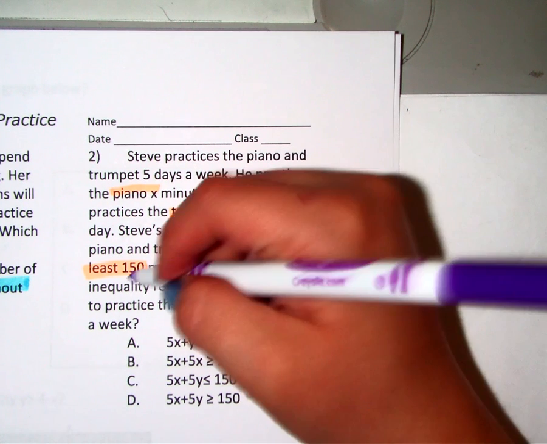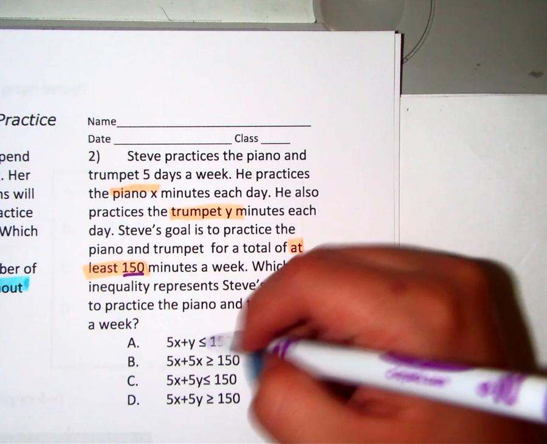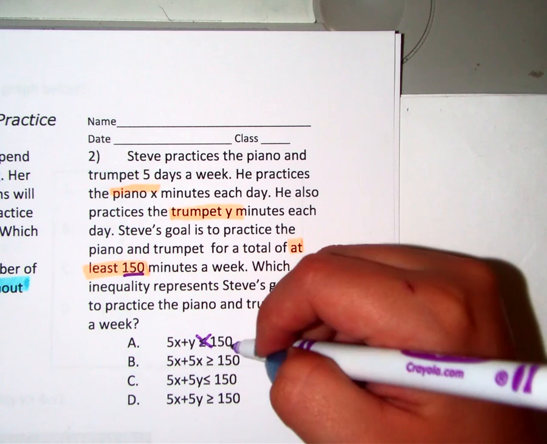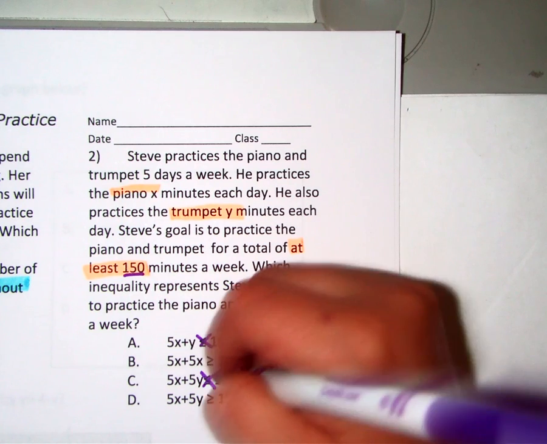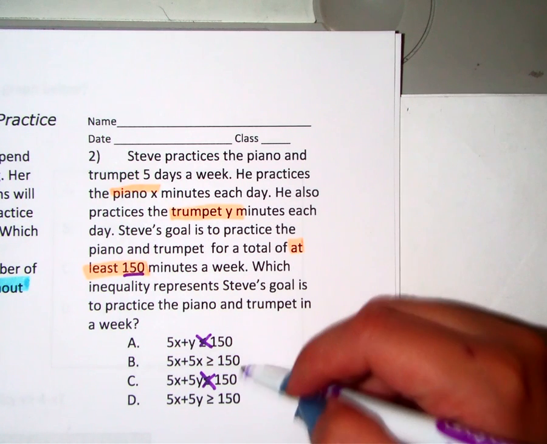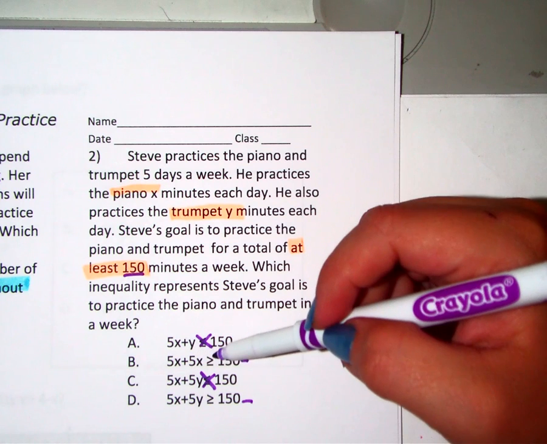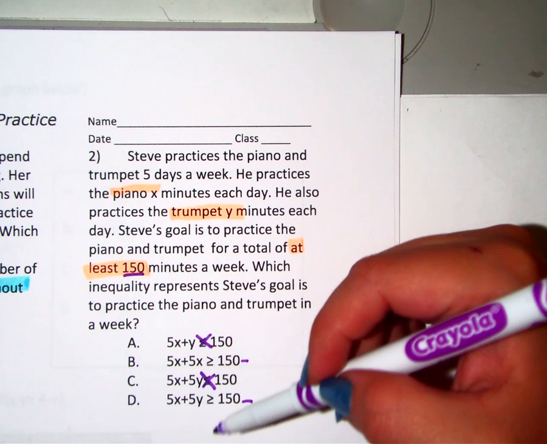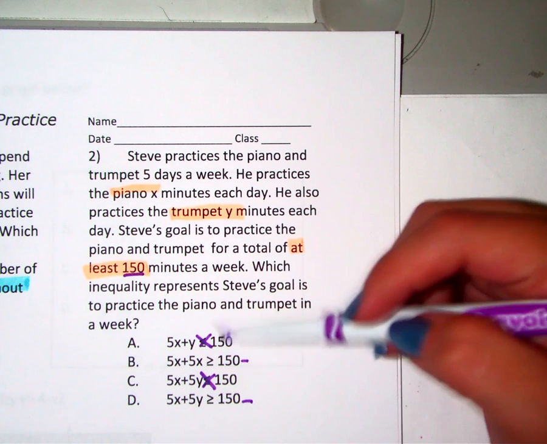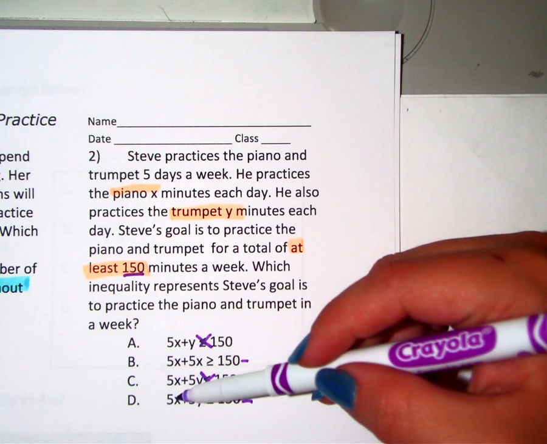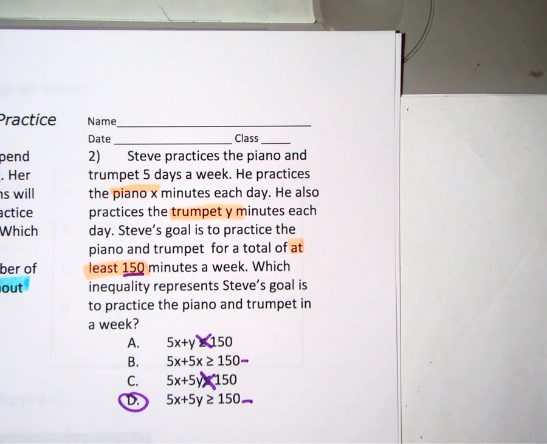So at least 150, that's the minimum. So your inequality is not going to open up, your alligator is not going to eat the 150. So we can cross out A and C. So now let's look at the difference between B and D. One has X twice and the other one has X and a Y. Well, he's not trying to practice the piano twice. He's trying to practice the trumpet and the piano, which is why it's D.